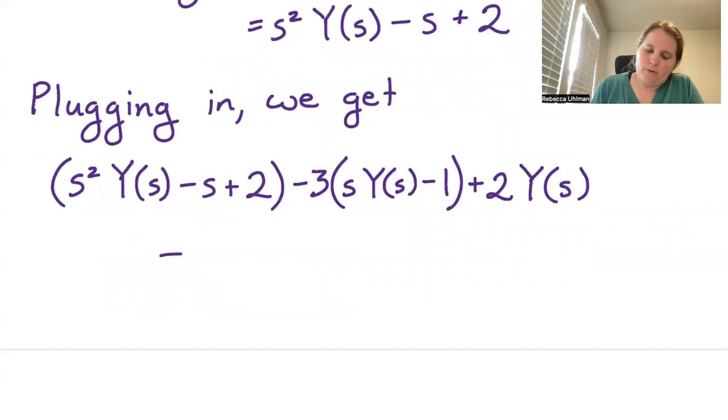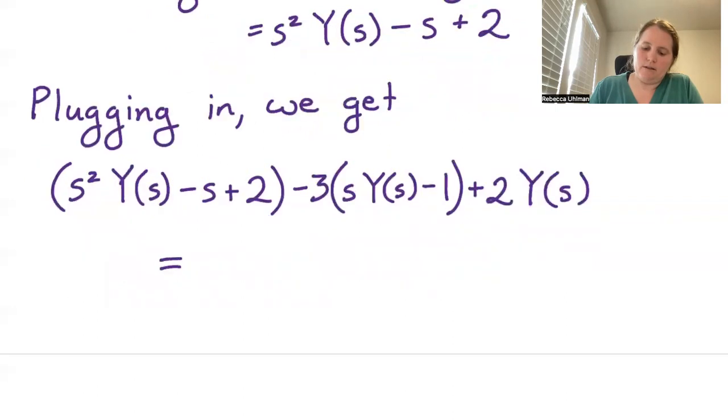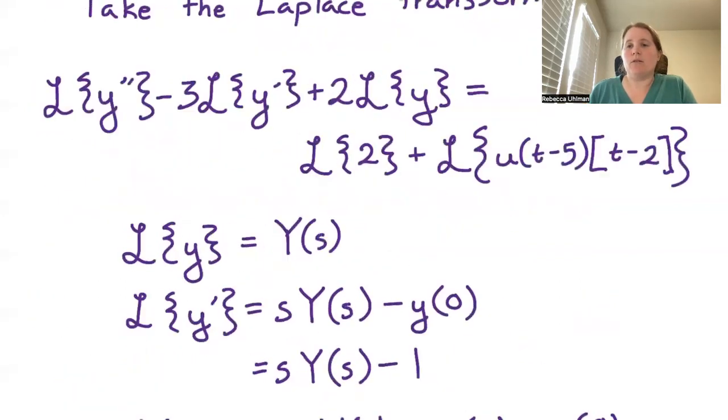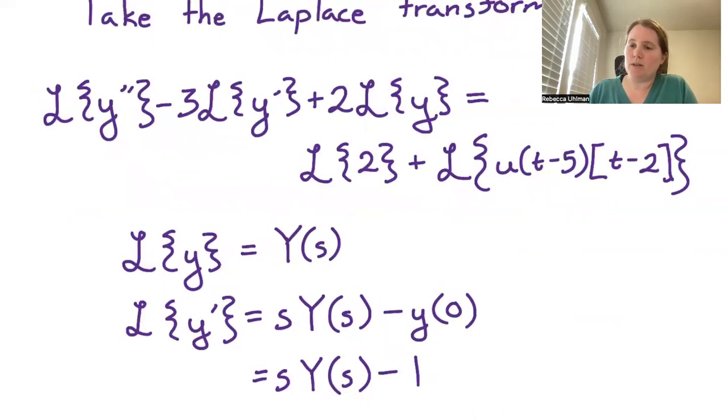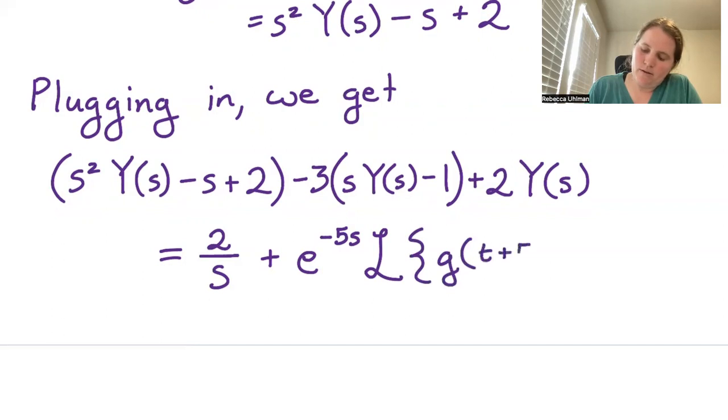This is all equal to the Laplace transform of 2, which is just 2 over s, plus the Laplace transform of u of t minus 5 times t minus 2, which would be e to the -5s times the Laplace transform of g of t plus 5, where g of t is t minus 2.